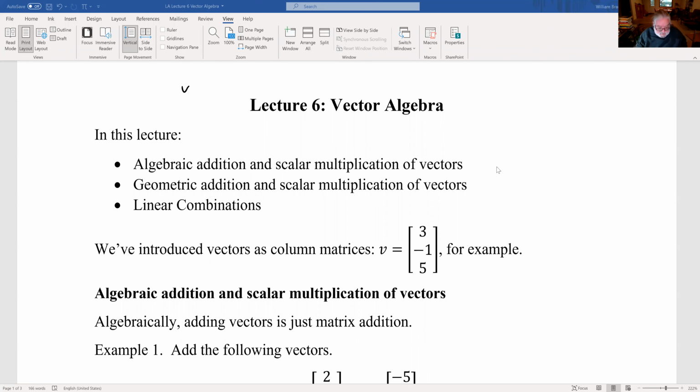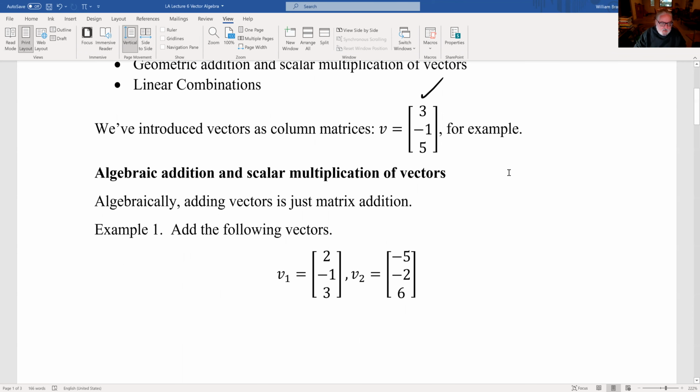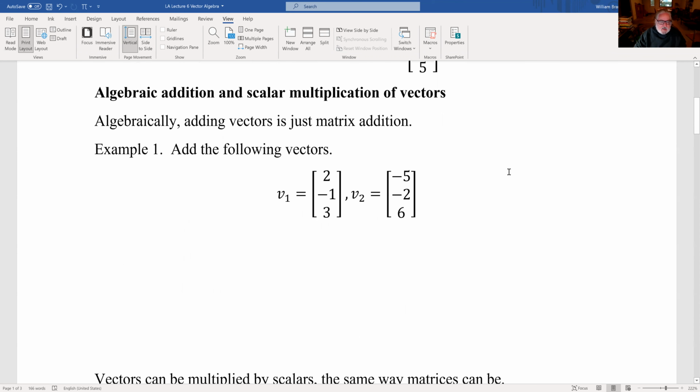Okay, so lecture 6, linear algebra and vector algebra: algebraic addition and scalar multiplication of vectors, geometric addition and scalar multiplication of vectors, and linear combinations. So we've introduced vectors as column matrices like this, and we want to talk about how you add them and multiply them. Adding and multiplying just algebraically is pretty easy.